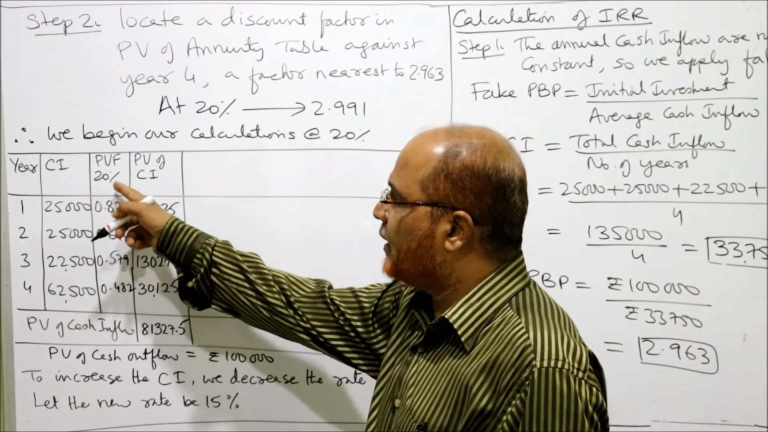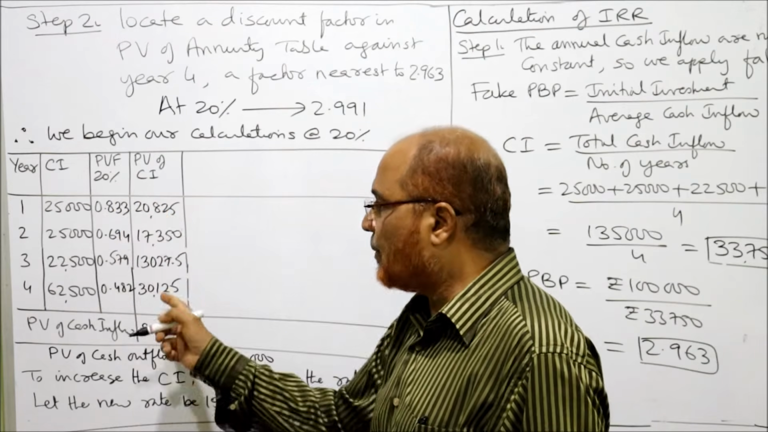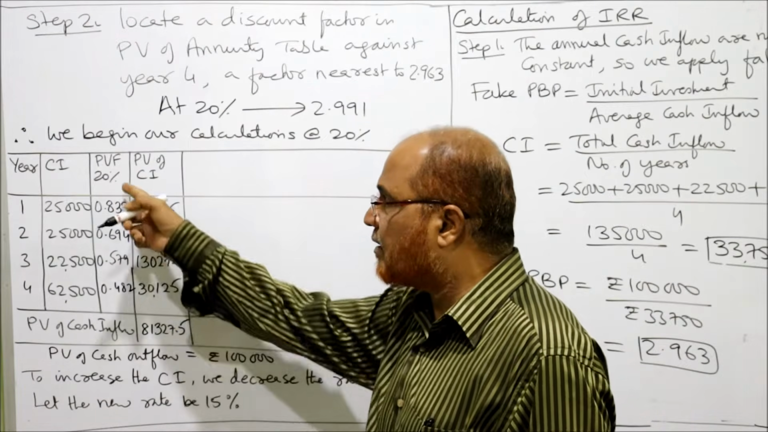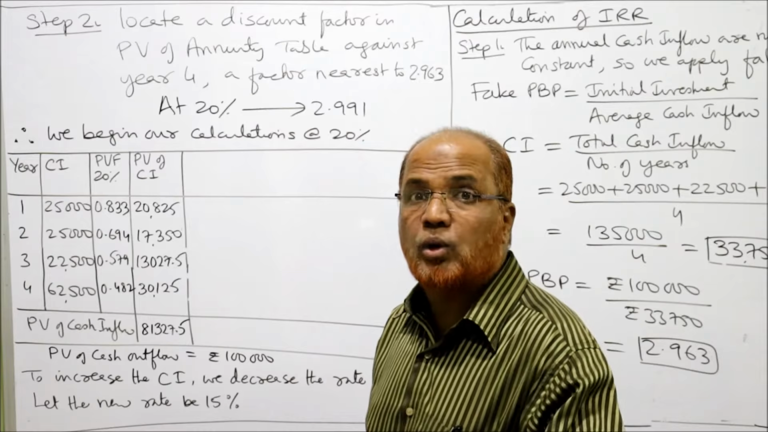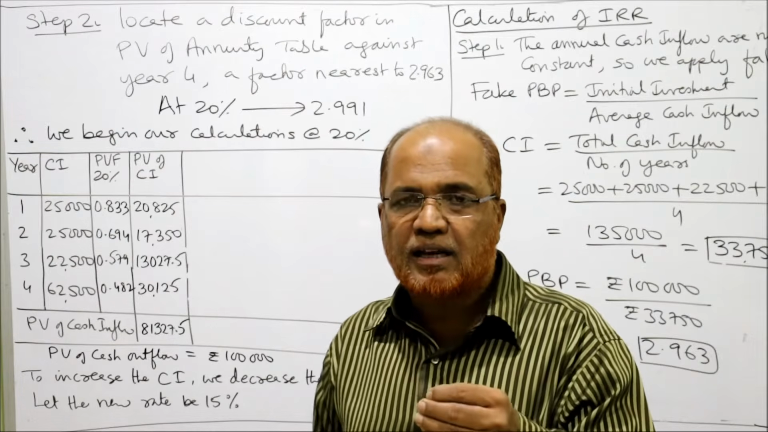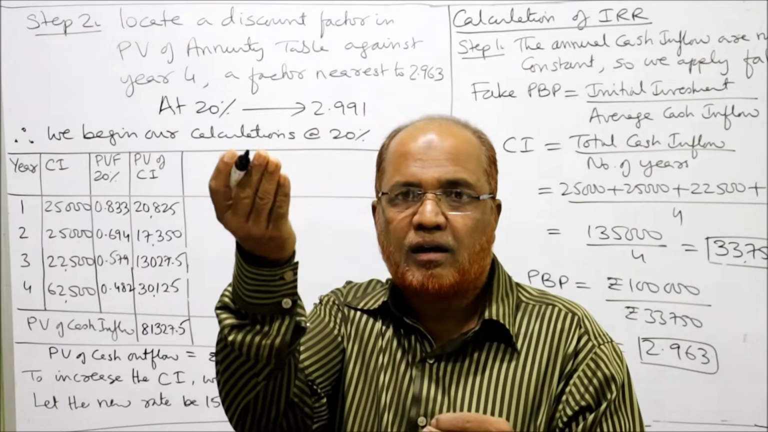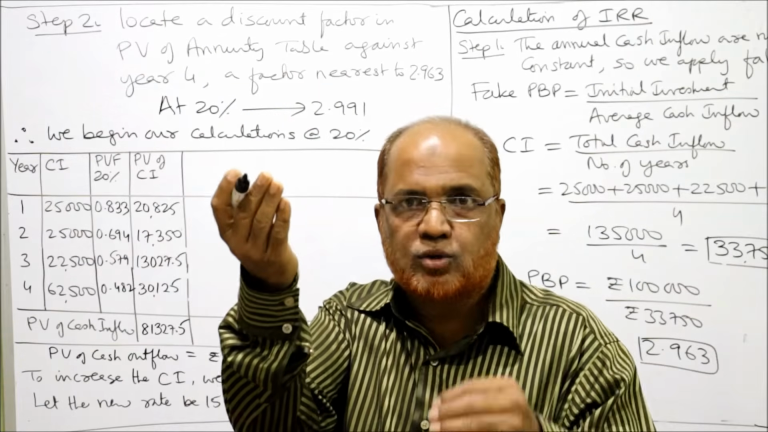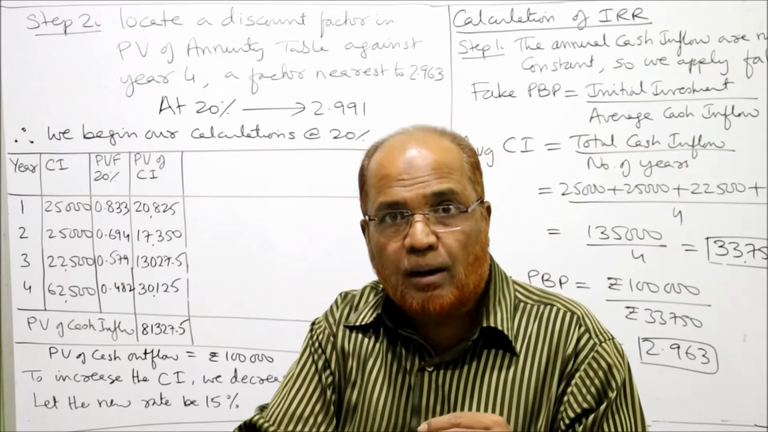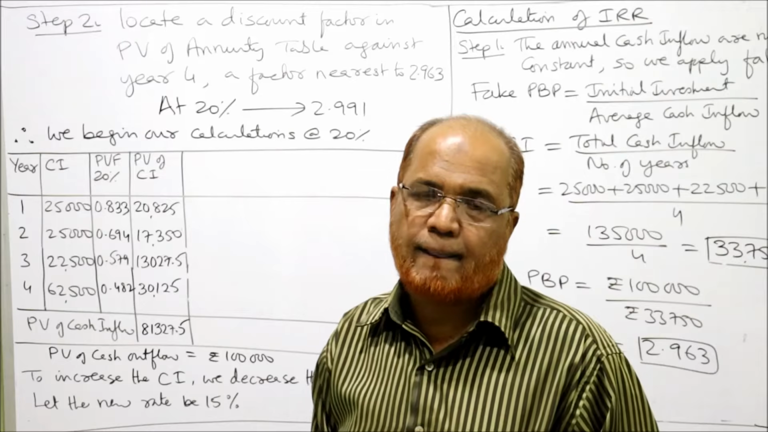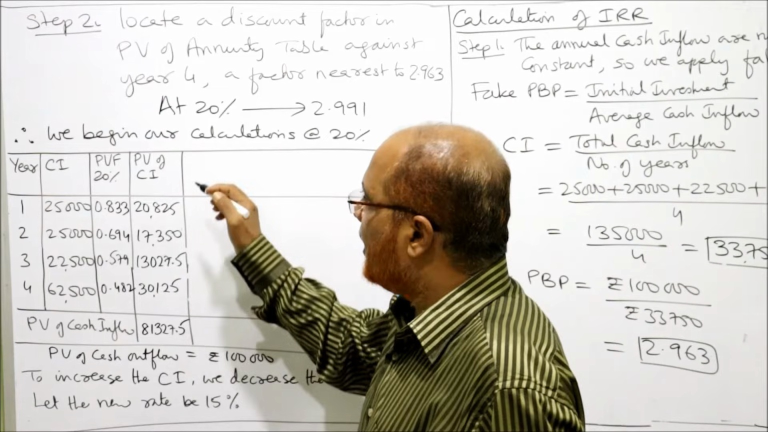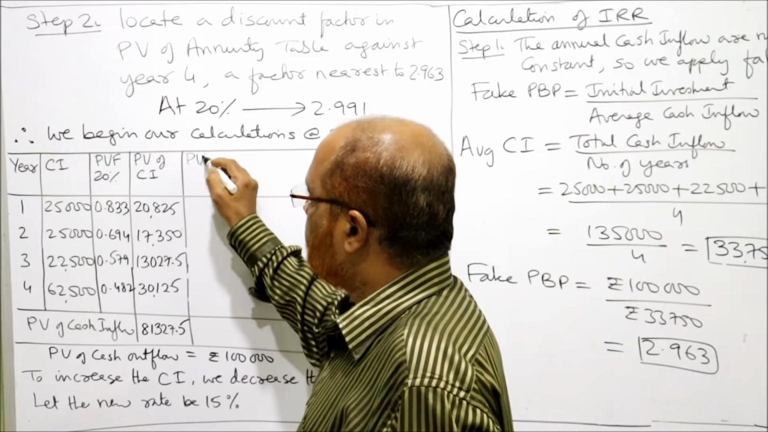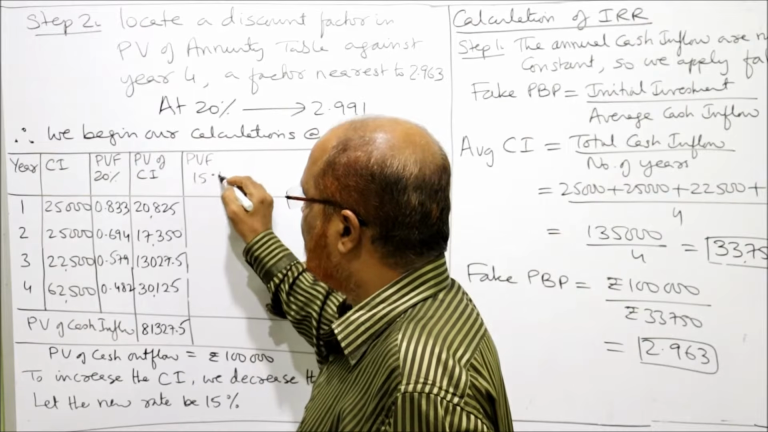5% कम कर दिया. पहले 20% लिए थे तो कम आया था. अब इसको बढ़ाने के लिए रेट को डिक्रीज करना, उल्टा. जितना रेट डिक्रीज करेंगे कैश इनफ्लो बढ़ेगा. अगर कैश इनफ्लो को बढ़ाना है तो रेट को कम करना है, कैश इनफ्लो को कम करना है तो रेट को इंक्रीज करना. इनवर्स रिलेशनशिप. Now in this space I have left PV factors at the rate of 15%.